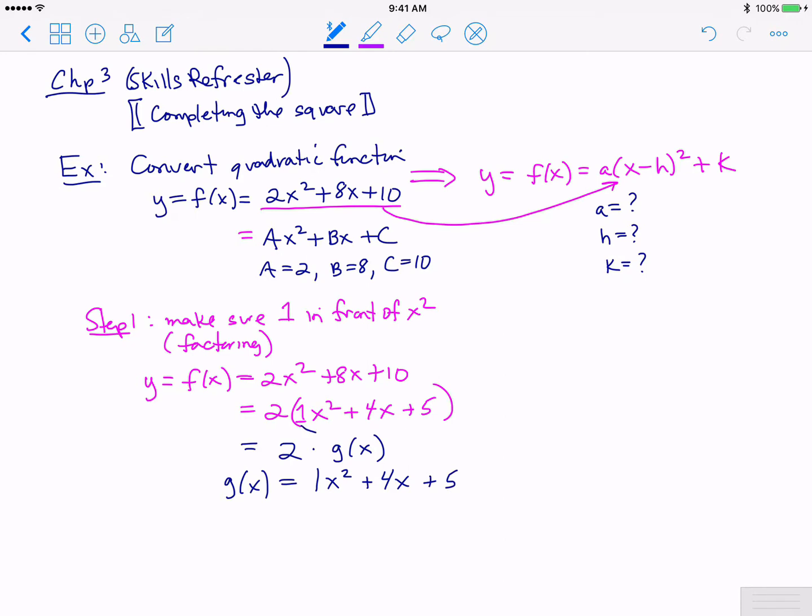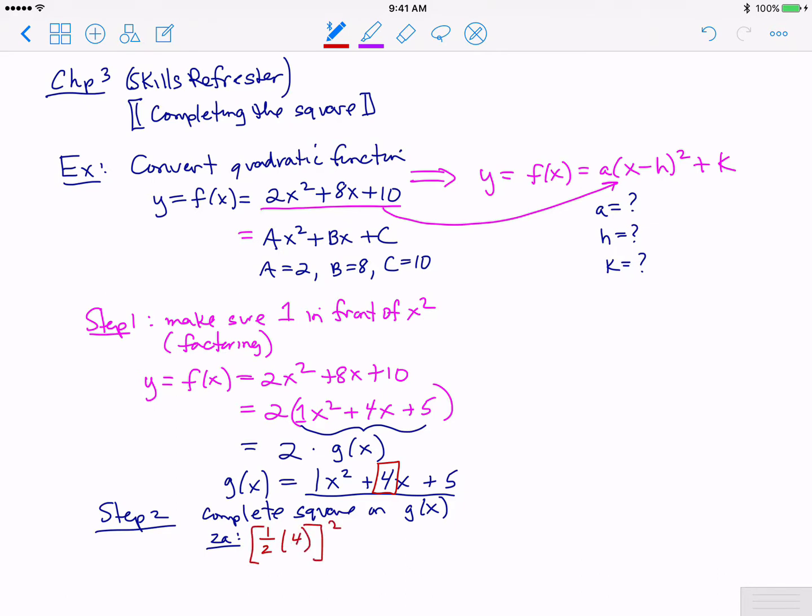And now you can complete the square on this expression. So completing the square, step 2. Complete the square on the g of x function, g of x being right here. The method is broken into 2 steps. Step 2a is to take the number 4, the number in front of the x. You're going to take 1/2 of the number 4, and then you are going to square that answer. So take 1/2 the number in front of x, and then square. Step 2b will be to add and subtract the result from step 2a.